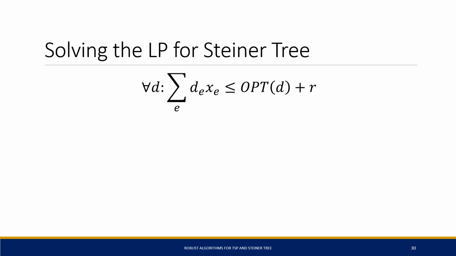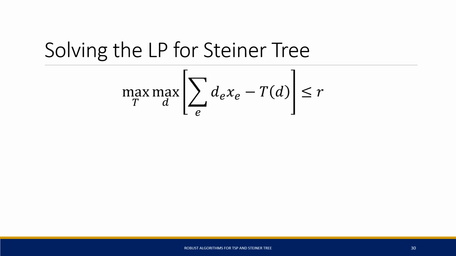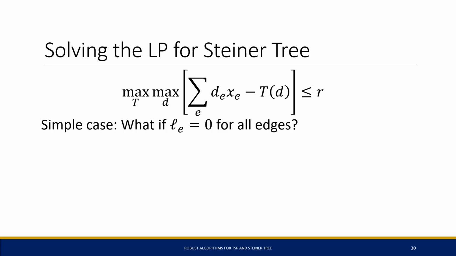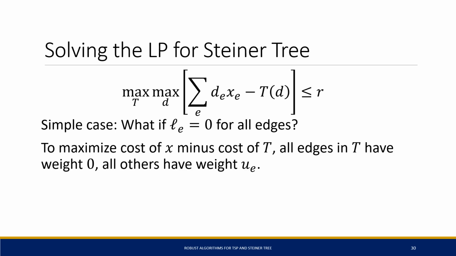So since we can't rely on this MST-based approach, we do need to actually just approximately separate the original set of constraints. So let's massage the set of constraints as before, and again, let's replace this max over d of difference in costs with some expression only depending on one set of costs. So a simple case is, let's just assume that L_e equals 0 for all the edges. Then to maximize this difference in costs, we want to set the weight of every edge in T to L_e, which here is 0, and all the other edge weights to U_e, since T isn't paying for them.